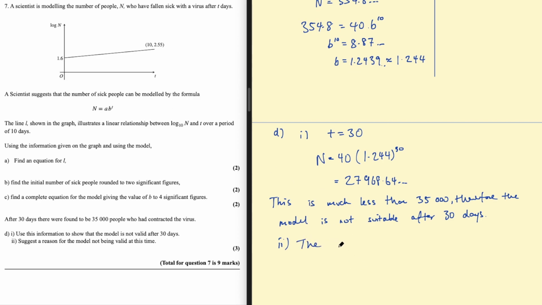And try to think of a contextual reason why that would be the case. Okay, so the virus may be more contagious. And that was question 7 for 9 marks.